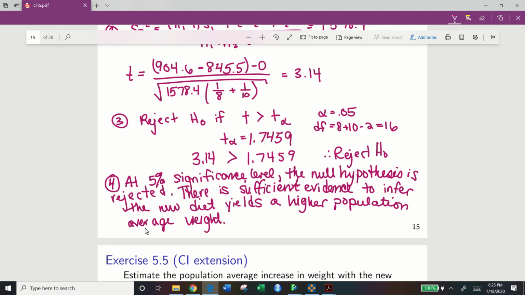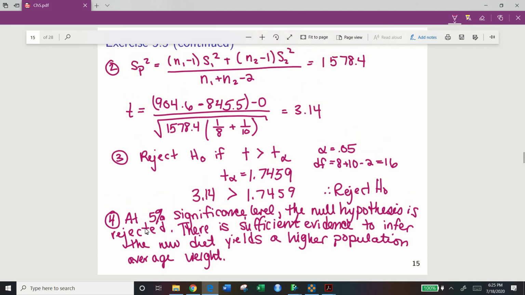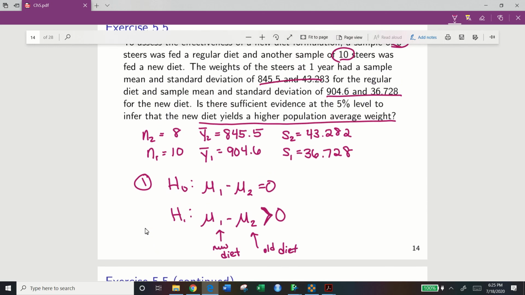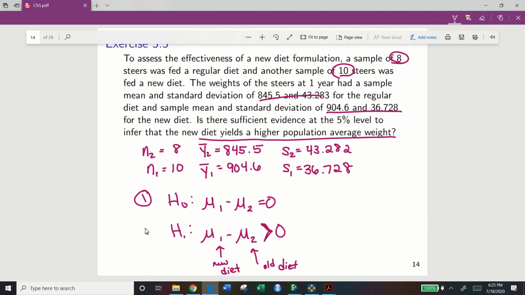Very good. Okay, so real quick, I do want to go back up to slide 14. And I want to talk about why I identified my groups as I did. As I said, I like to keep things positive, and since we were trying to establish that the new diet yields a higher population average, I knew that that meant my averages for the new population were either going to be greater or approximately the same as the old diet.